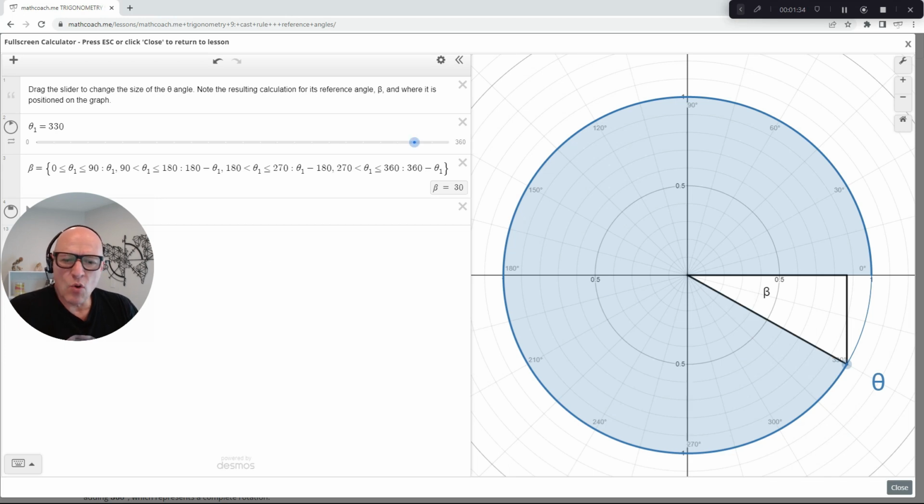And here in quadrant 4, this is this part of the piecewise function. So between 270 and 360 degrees, our angle beta is calculated as 360 minus the theta angle. So 360 minus 330, once again, is 30 degrees for our reference angle beta.